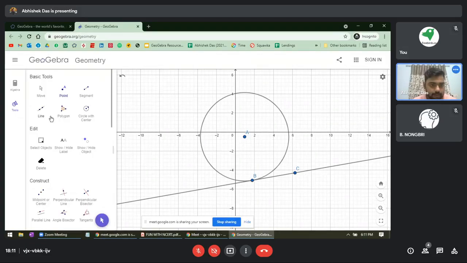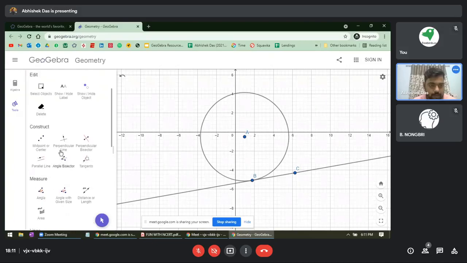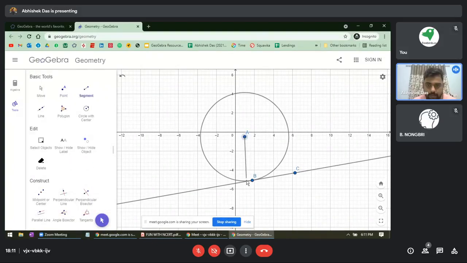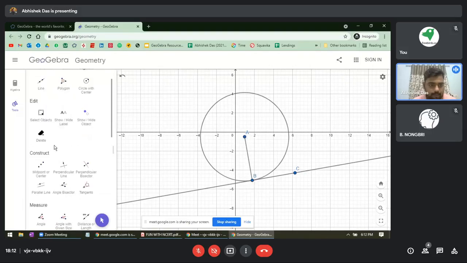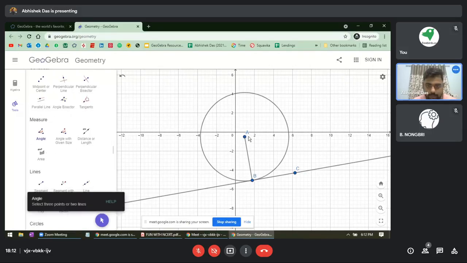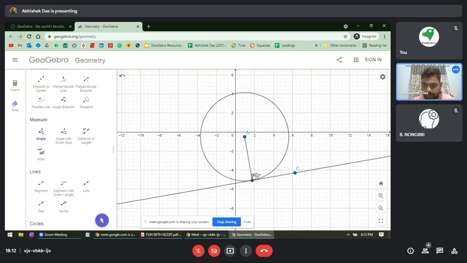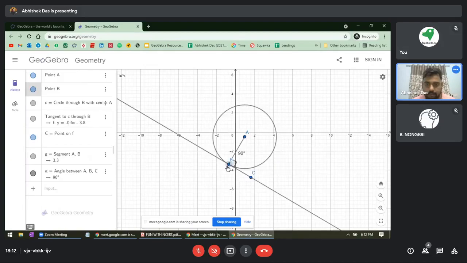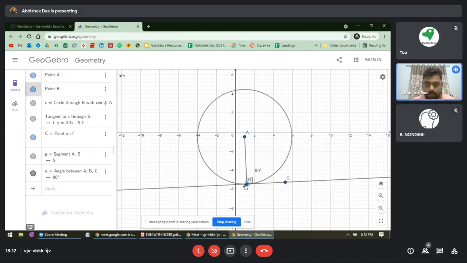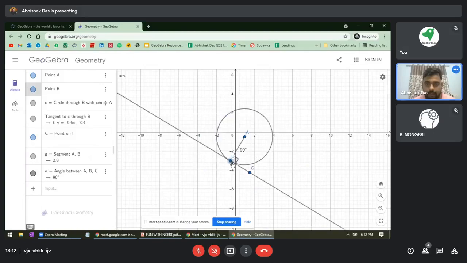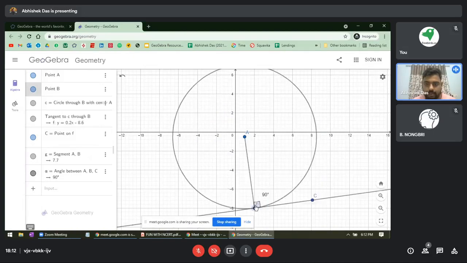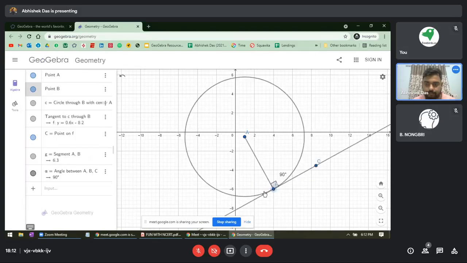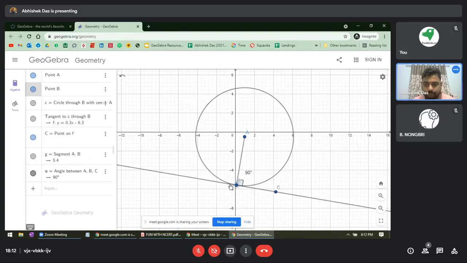Let's figure it out. But first, we need to join A and B so that it's the radius. And if I check this angle out here, it comes out to be 90 degrees. Right? So I can move around the circle, I can move the point of contact, and this angle is always equal to 90 degrees. Right?